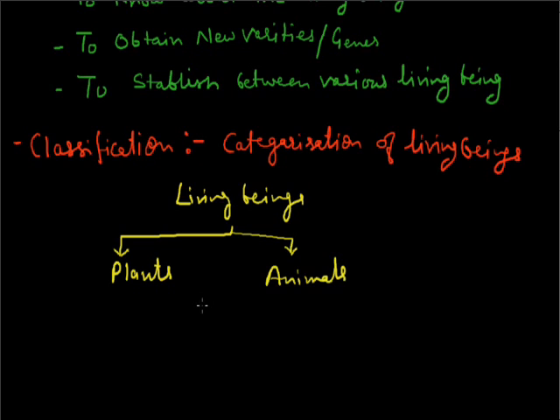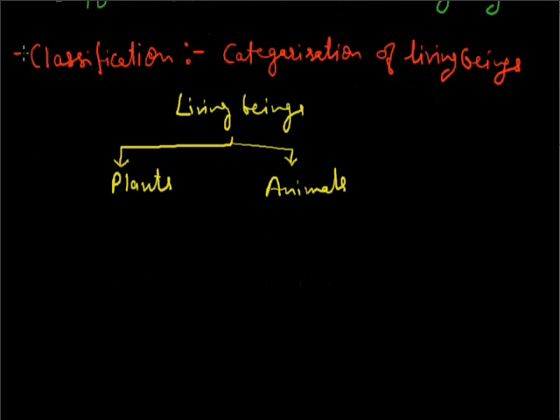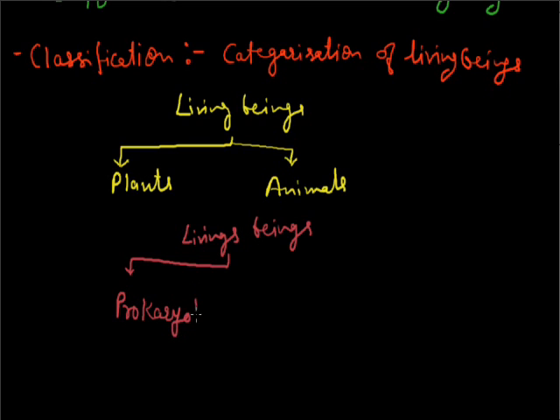Another feature is the cell. The living beings are made up of cells. So animals and plants have cells. On the basis of cells also, living beings are categorized in two groups. There are two groups of living beings on the land on the basis of their cell structure and cell composition. One we call prokaryotes. Pro means primitive, karyote means nucleus. If the living being has a primitive nucleus, we call them prokaryotes. So living beings are categorized on the basis of cell.